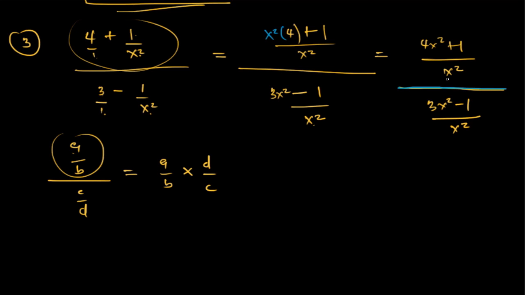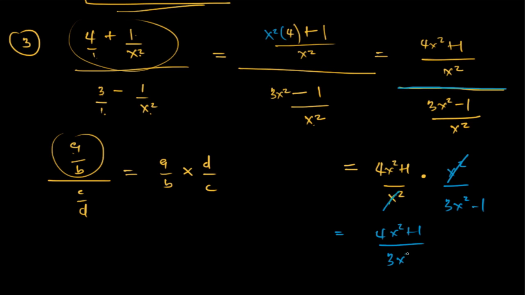We are dividing two rational expressions. So this is just going to give us the first, (4x² + 1)/x², times the reciprocal of the second, which is x²/(3x² - 1). And then when you look closely, x² here cancels x², so what we have is (4x² + 1)/(3x² - 1), and that completes the problem.